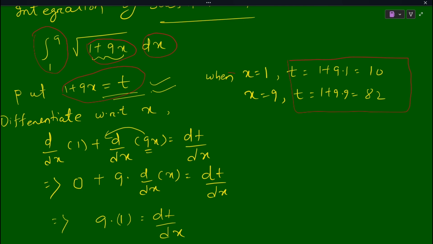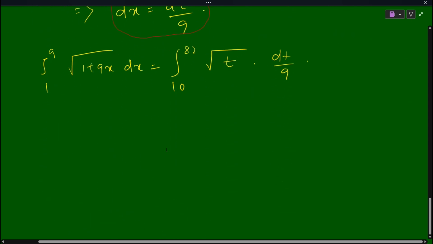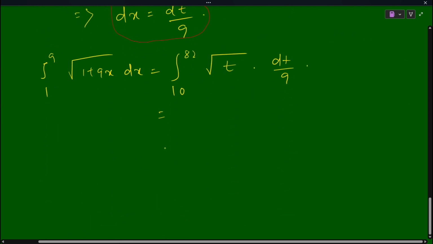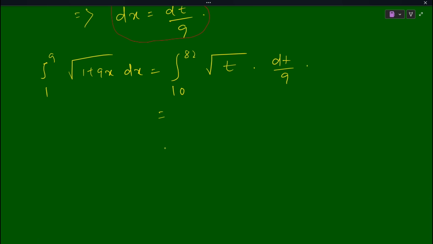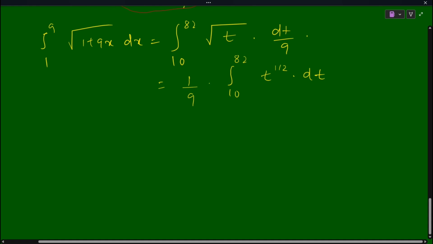Okay, so now let's see what the integration value is. See here, this 1 by 9 is a constant and it has no role in integration, so it will go outside of the integration, and this value would be 10 to 82. Now root t is expressed as t to the power half into dt. Now let's find the integration.